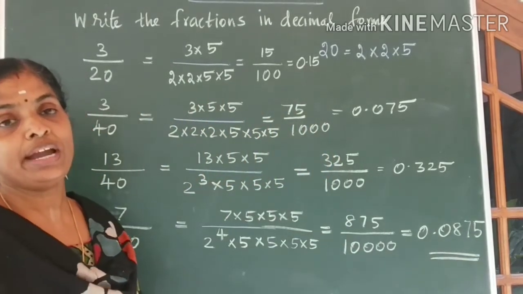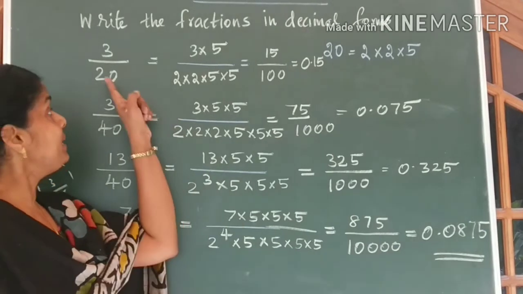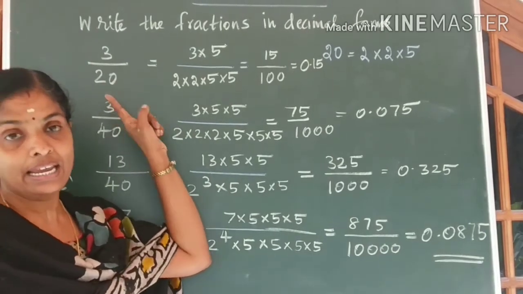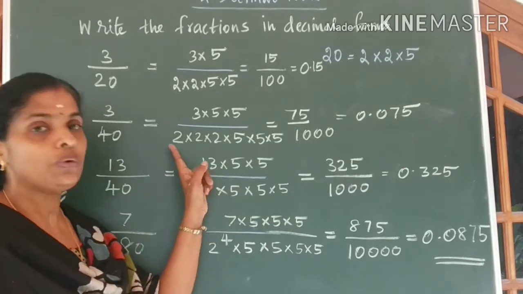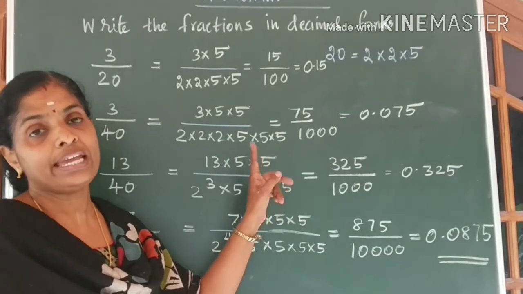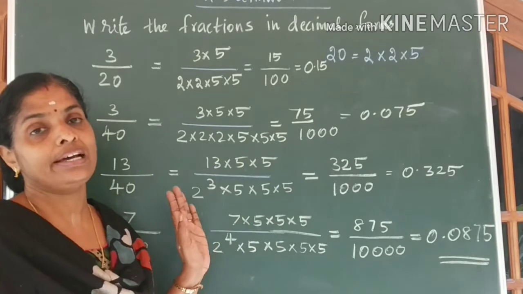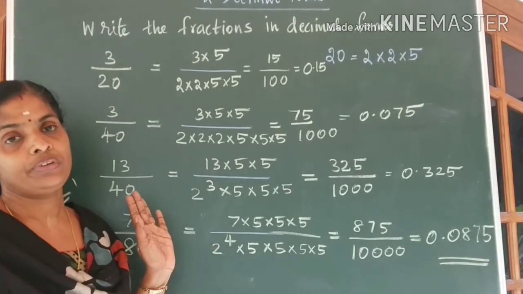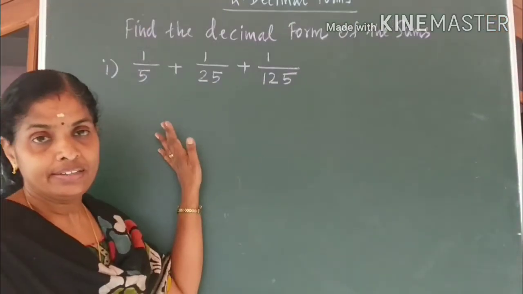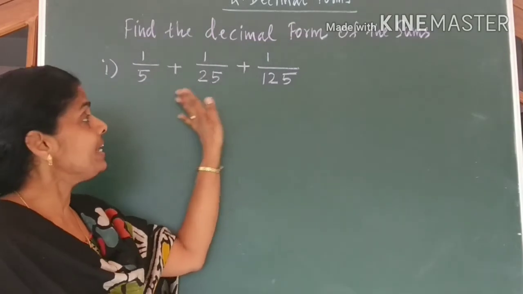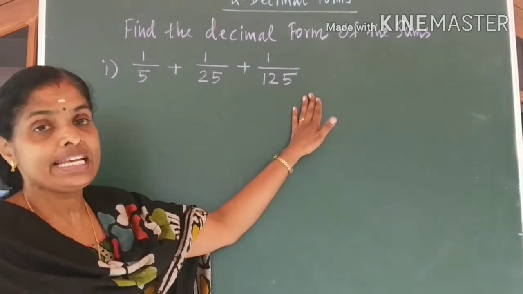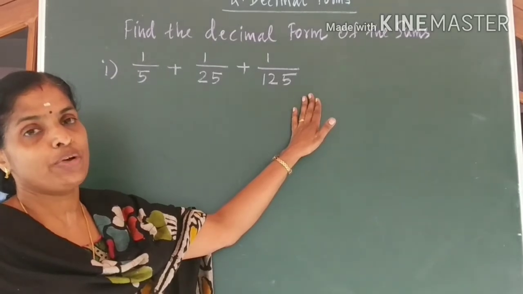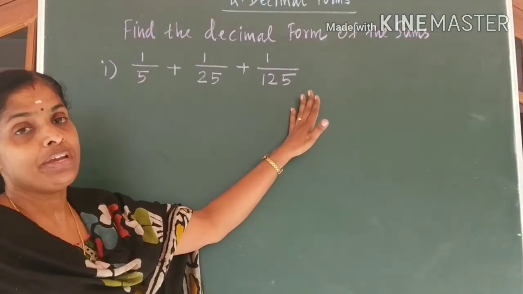From this, what did you understand, children? If the denominator can be expressed as a power of 2s and 5s, we can write it easily in the decimal form. Clear? Here, the fractional form is given. We are asked to write it in the decimal form. See how I am going to do the problem.